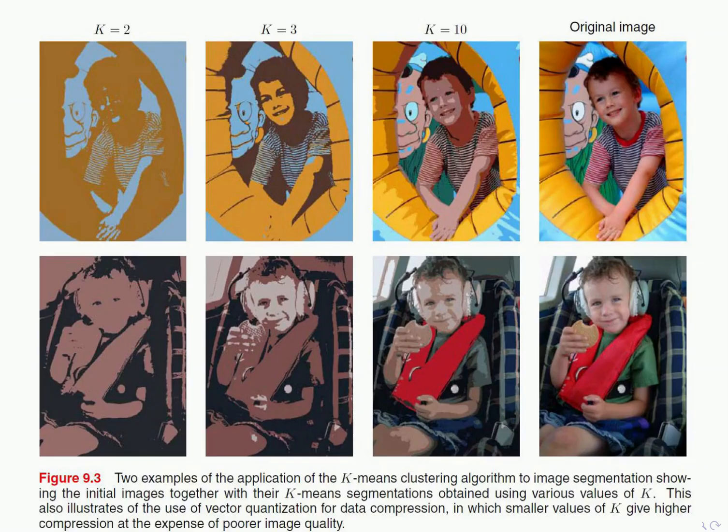This illustration demonstrates the application of k-means clustering in image segmentation using different values of k. As k increases from 2 to 10, the segmented image becomes more detailed, closely resembling the original. With k equals 2, the image is highly abstracted, showing broad regions of color. As k increases, more color variations are captured, enhancing the image's detail. This process also highlights vector quantization for data compression, where lower k values result in higher compression but lower image quality. This technique balances compression efficiency with visual fidelity.